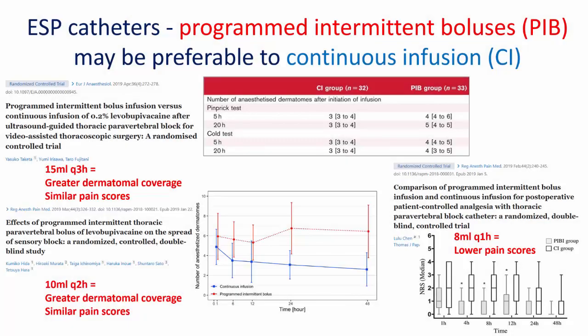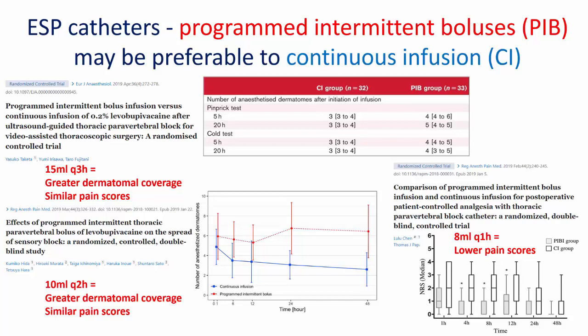Now, the relationship between volume and spread may also mean that programmed intermittent bolus regimens are preferable to continuous infusion through ESP catheters. This again is currently theoretical and anecdotal in the absence of head-to-head trials for ESP blocks. But having said that, here are 3 studies that compare PIB and continuous infusions with continuous paravertebral blocks in video-assisted thoracoscopic surgery, or VATS. And these have found that the PIB infusions can result in a larger area of cutaneous sensory loss to pinprick and cold. Not only that, in at least one study, they showed lower pain scores.